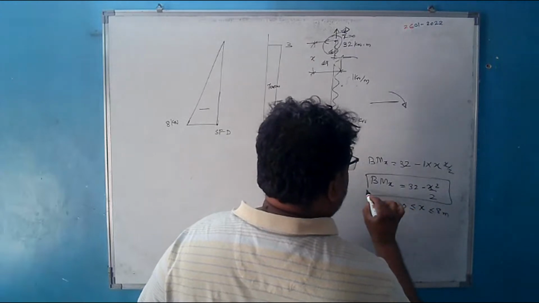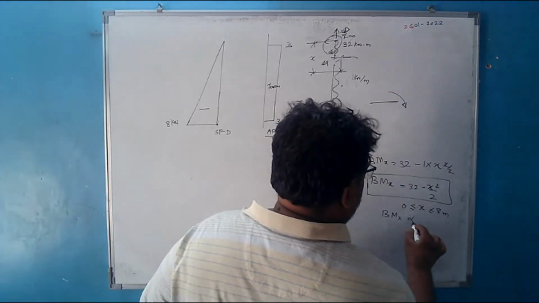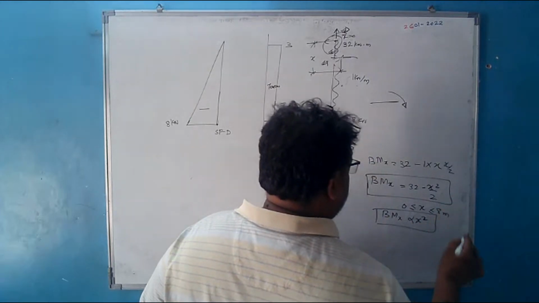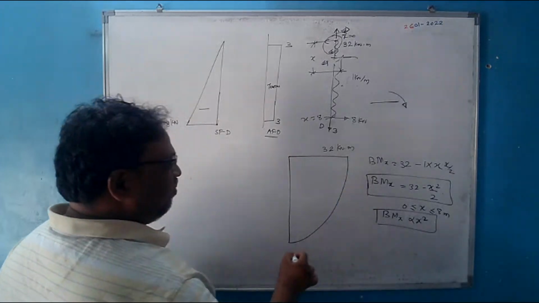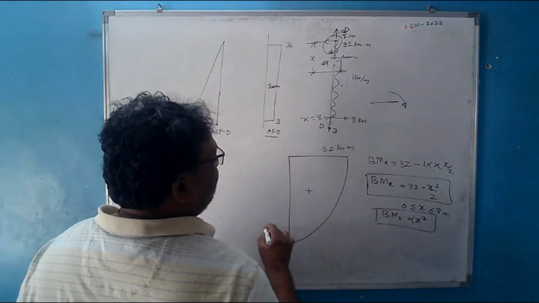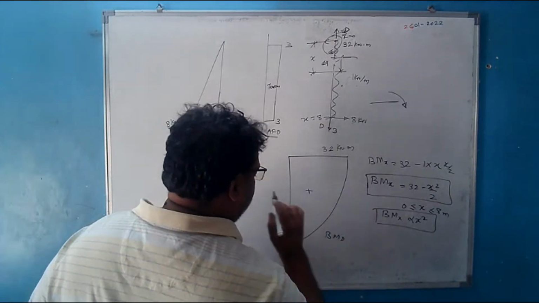And here you will find that the bending moment variation is parabolic. That's why the diagram will be a parabola. So this is how the bending moment diagram will be for the member CD. And this is again sagging bending moment. This is BMD. Right?